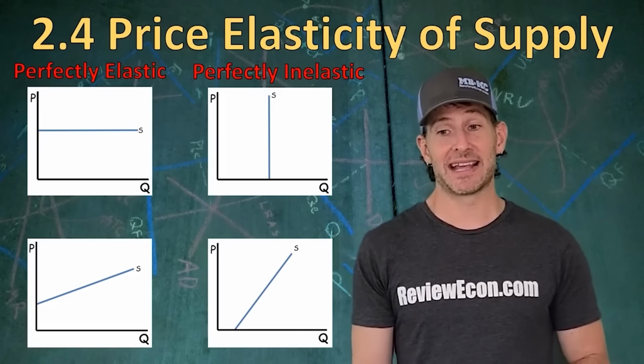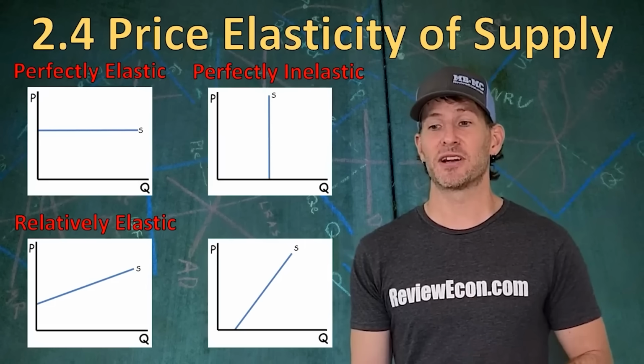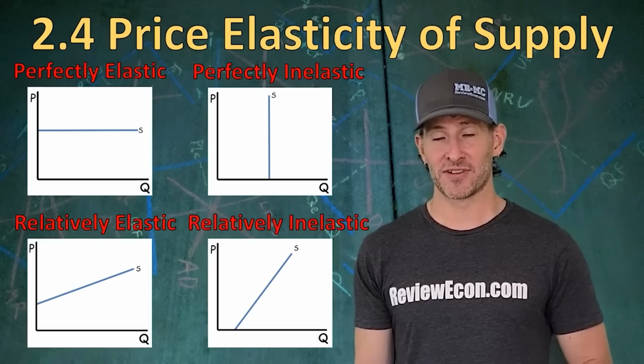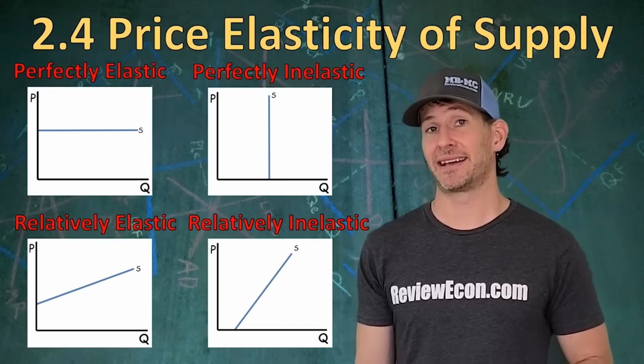The next one is a relatively elastic one. It's more horizontal than vertical. And then the last one is a relatively inelastic supply curve, which is more vertical than horizontal. This is just the kind of thing we were seeing back with demand, if you recall.